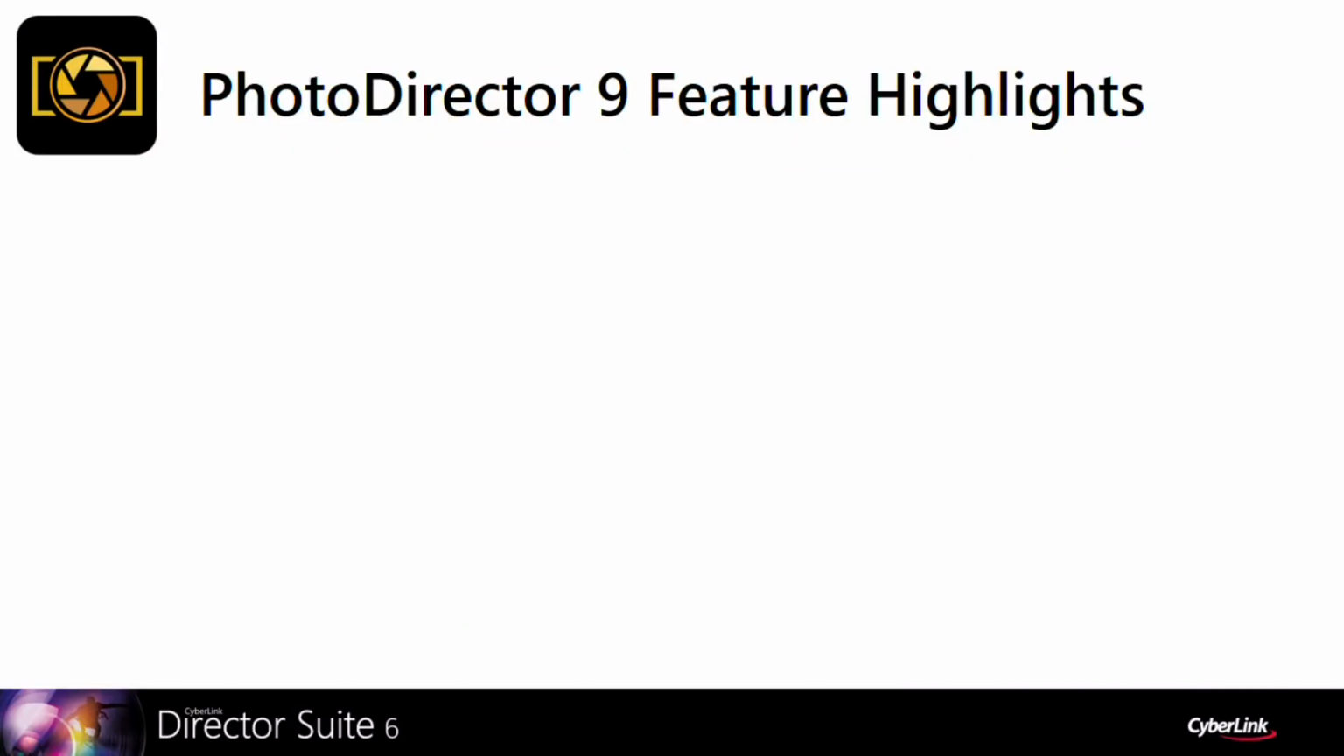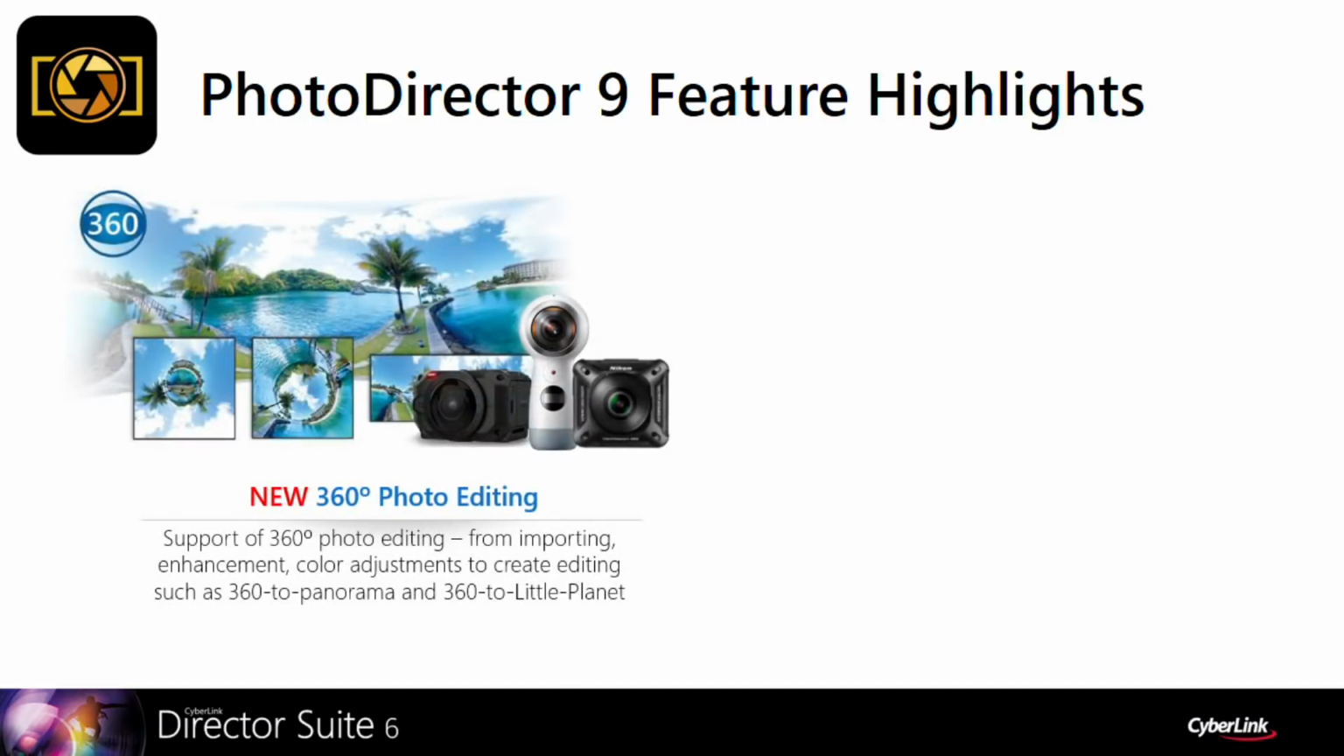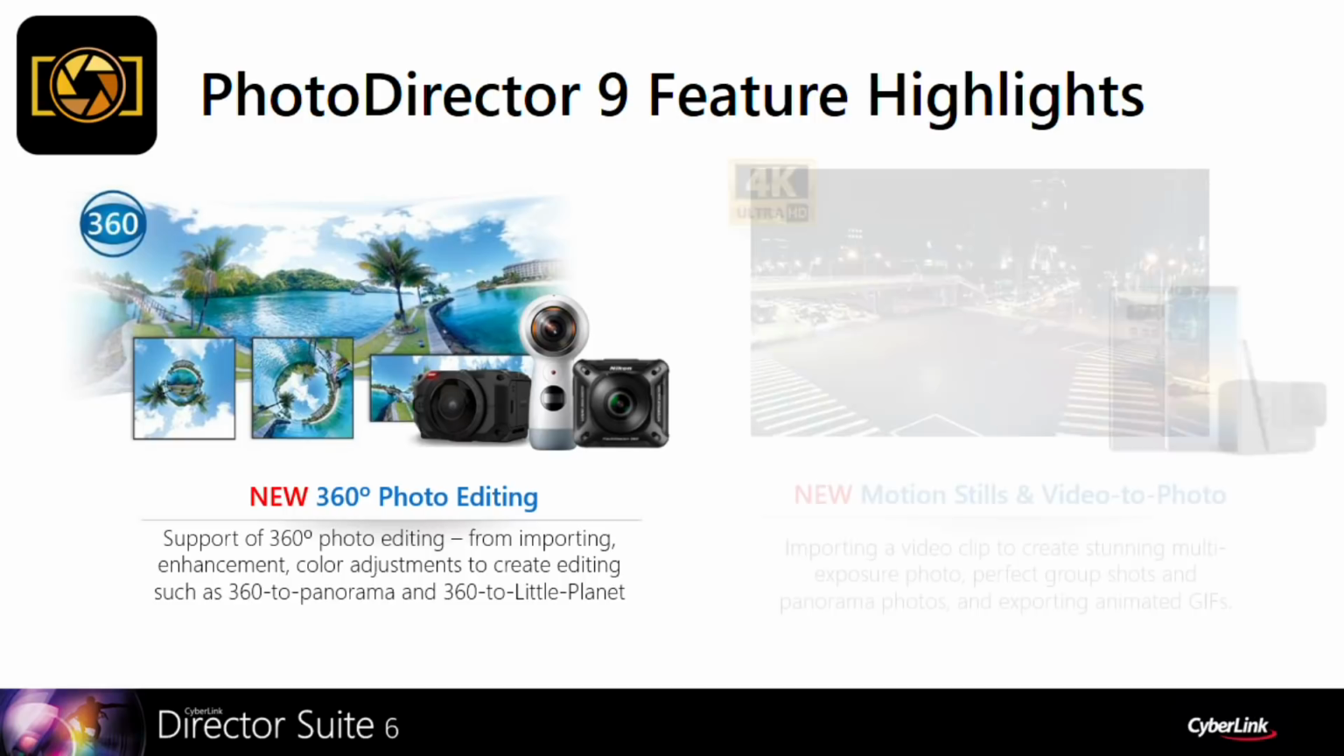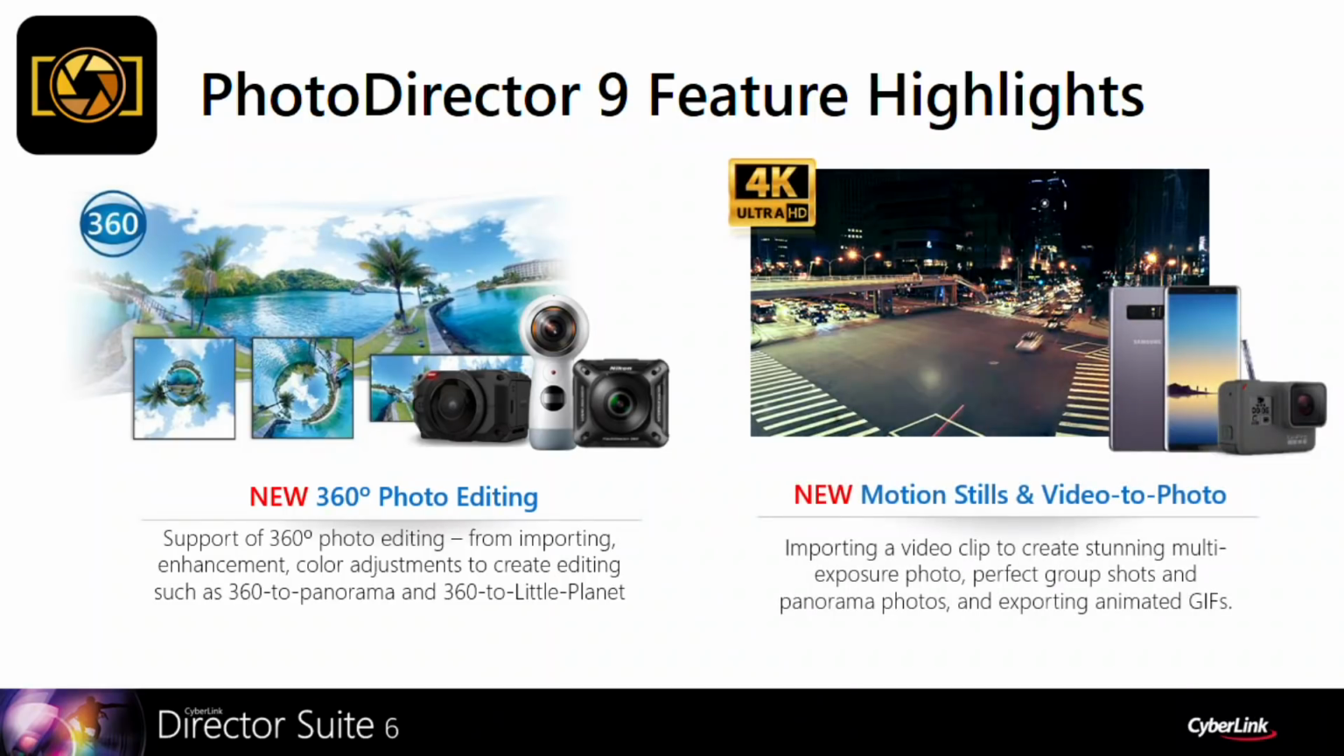For this version, there are two great categories. For PhotoDirector 9, the first is that we now support 360 photo editing. Traditionally you could only add your 2D photos, but now we can do 360 photos. You can do color adjustment and also create a panorama photo or a little planet photo from your 360 photo. We also upgraded the video to photo tools.